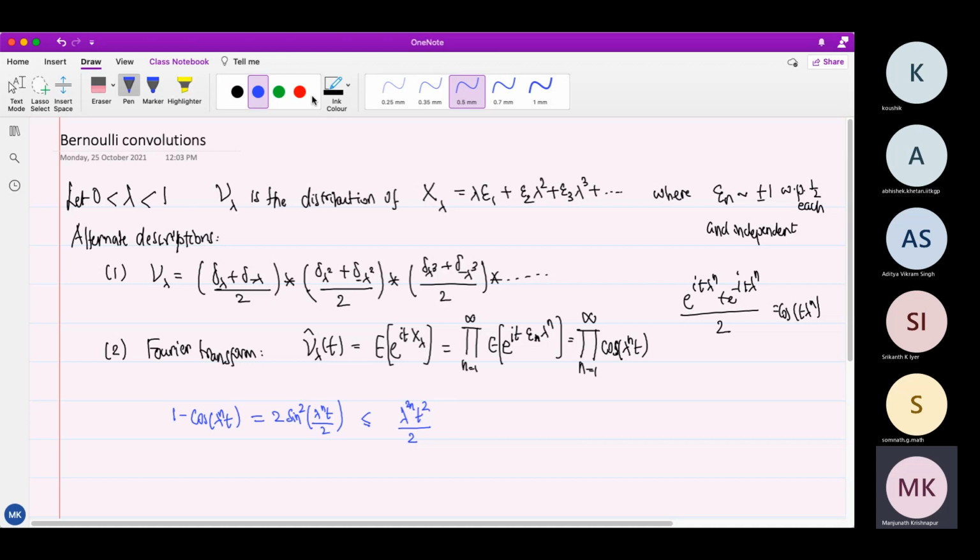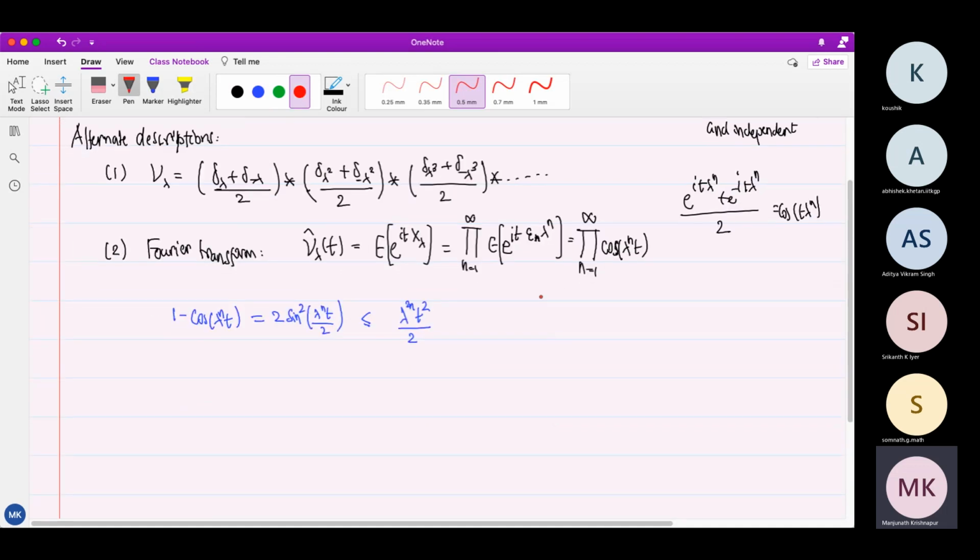Okay, so let me just state the fact about infinite products. When you have the product of 1 minus a_n, in our case, it's actually true even with complex numbers. So let us say the a_n's are less than 1 in absolute value. Then the product converges.